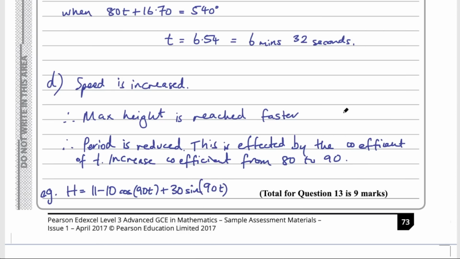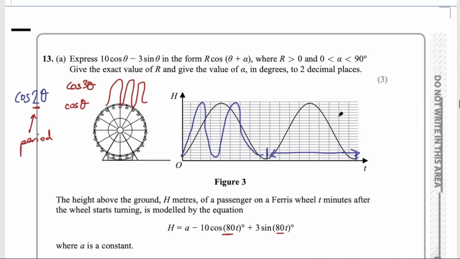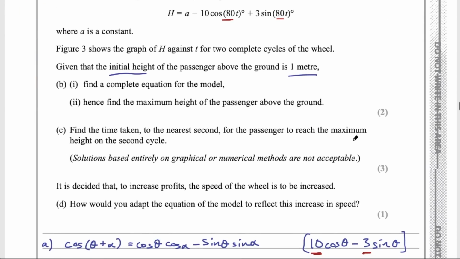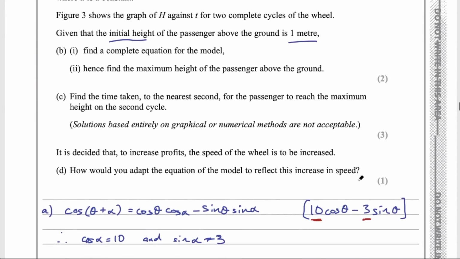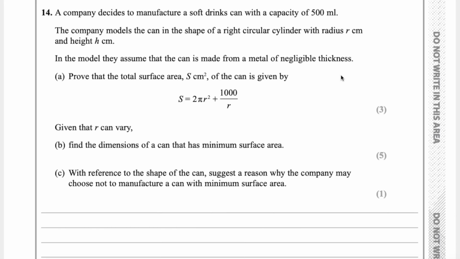Okay, so that was question 13 for a total of 9 marks. Let's just look at the parts. Part A was 3 marks, Part B was 2 marks, Part C was 3 marks, and Part D was 1 mark. Question 14 says a company decides to manufacture a soft drinks can with a capacity of 500 milliliters.